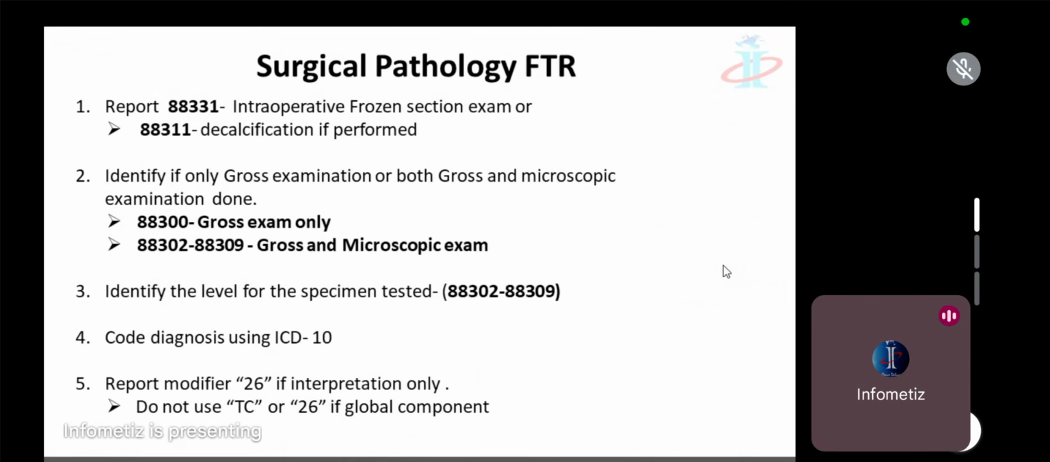If they're asking only for doctor, report 26 modifier. Only for technician, report TC modifier. If they're asking for both, no modifier needed.